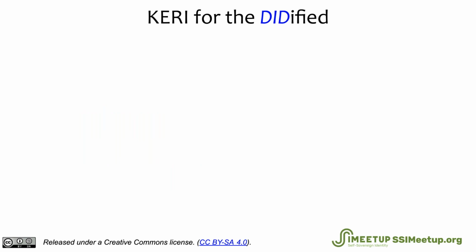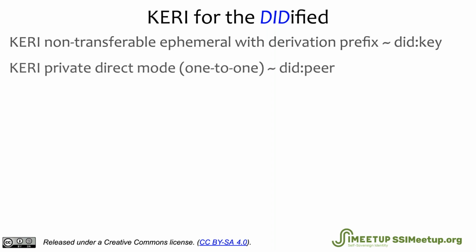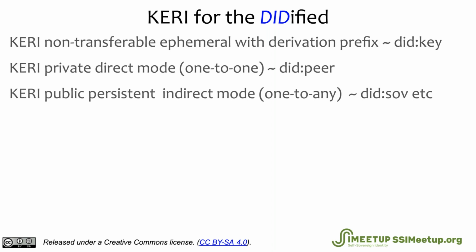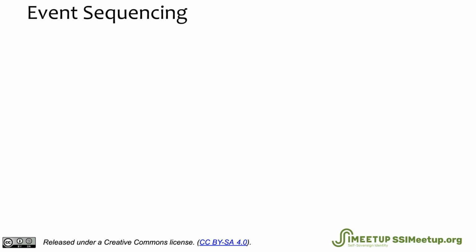For those of you that are familiar with DIDs, what does KERI mean? Well, KERI provides the equivalent of did:key if I use a non-transferable ephemeral self-certifying identifier. It provides the equivalent of did:peer if I'm doing direct mode one-to-one private conversations, and the equivalent of public identifiers like did:web if I'm using the indirect mode one-to-any. So it basically does everything in one identifier system. And so we're building something called did:un, the universal DID method, to be compatible with the DID spec. So that's a good point to pause to answer questions.